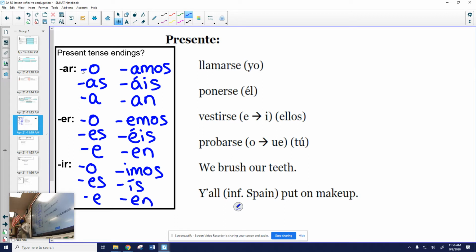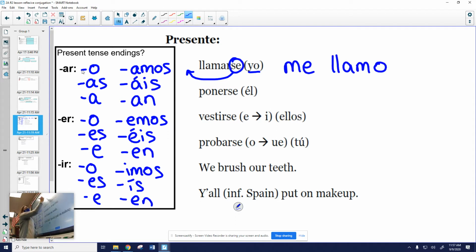Let's practice a little bit. To conjugate llamarse in the present tense, the first step is take off the se at the end of the infinitive, move it to the front. We have to change it to match the person we're talking about. So instead of yo llamo, we would say me, te, se, nos, os, se. Me, yes, gracias, me llamo. And we have to conjugate, perdón, we have to conjugate the AR verb in the yo form of the present tense, me llamo.